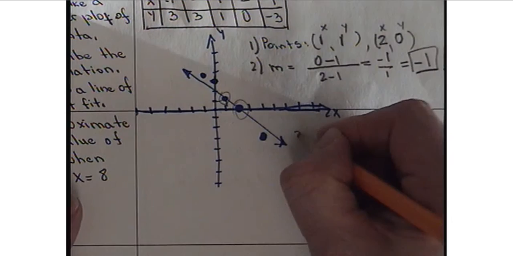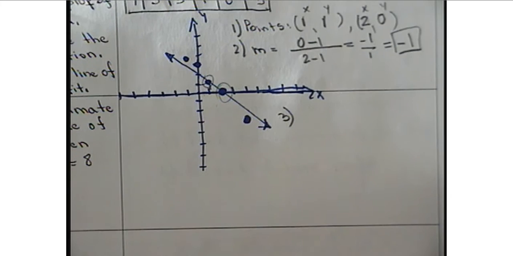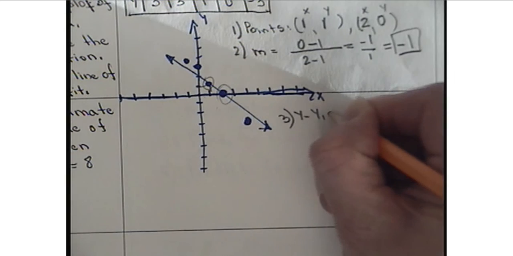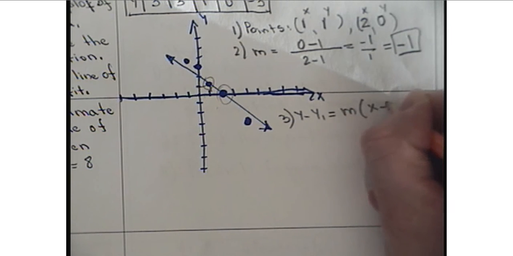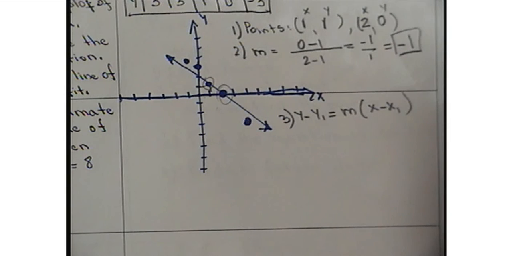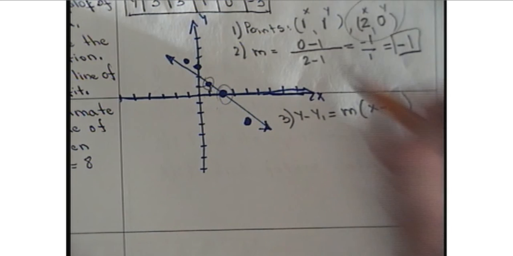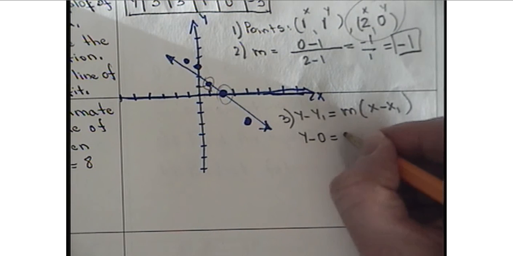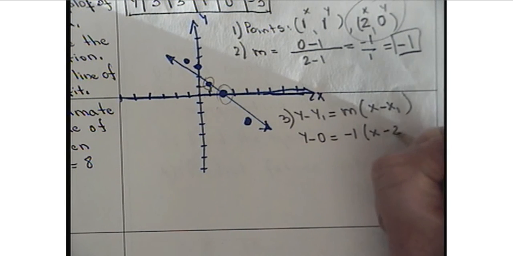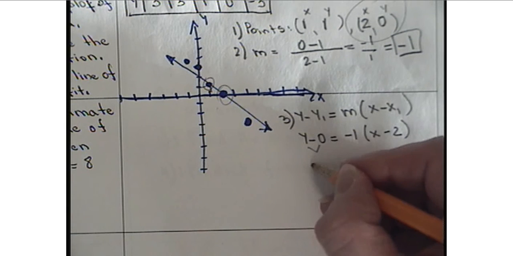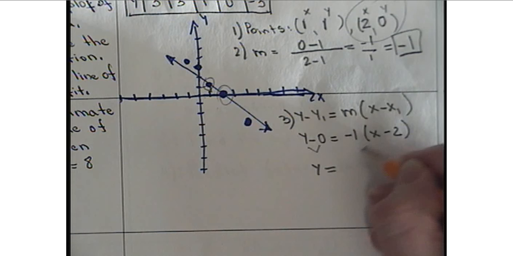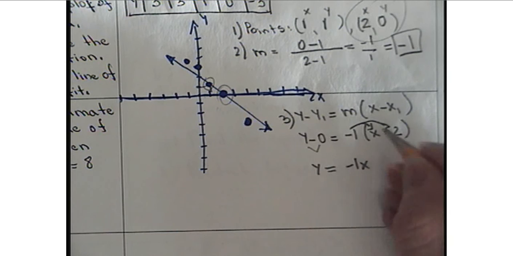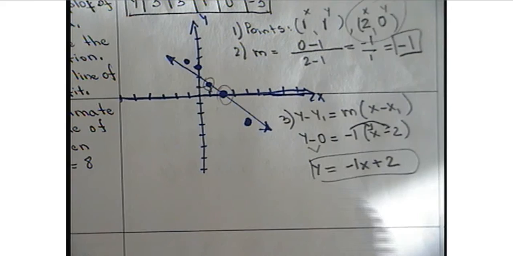Okay, step number 3, we're using the point-slope form equation. y minus y1 is equal to m times x minus x1. Which point you choose is up to you. Let's work with this one, 2 and 0. So y minus 0 is equal to negative 1 times x minus 2. Well, y minus 0 is easy to calculate. It's just y equals, and then apply the distributive property here. Negative 1 times x will be negative 1x. Negative 1 times negative 2 will give us positive 2. So we have the equation.